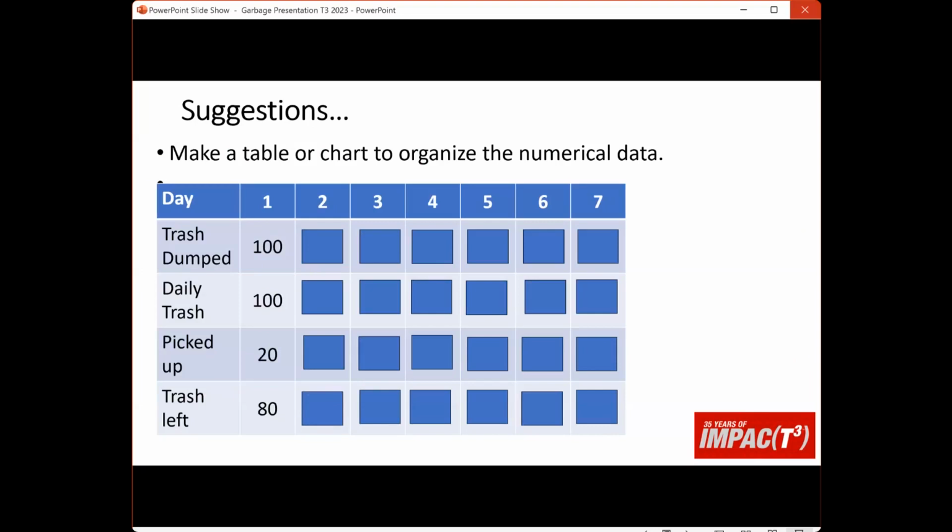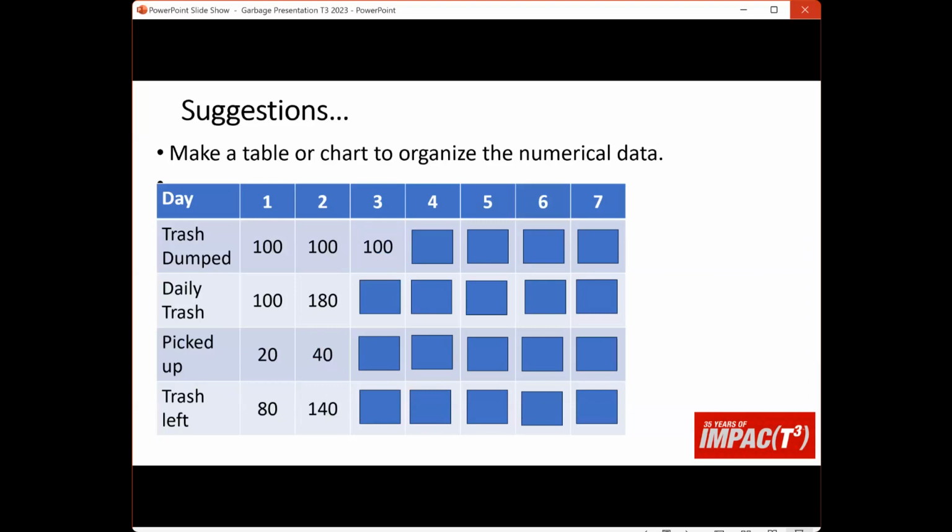So the next day, the trash dumped was 100. So that means that the daily trash now was 180. Okay. But they were able to pick up, how many people are there? 2. So they're able to pick up 40 pounds, leaving 140. Now, that means that each day, once again, how much is left? 100 is dumped every day, right?